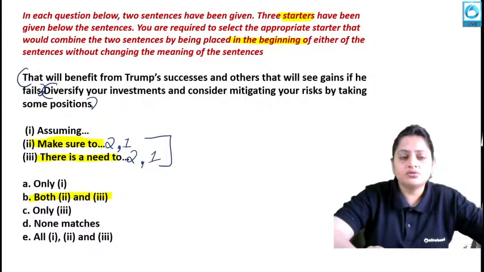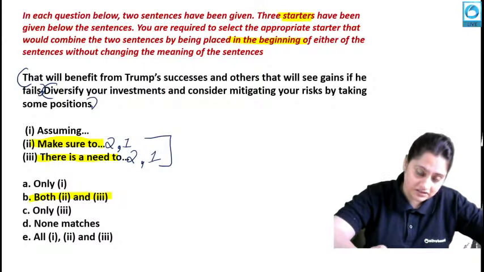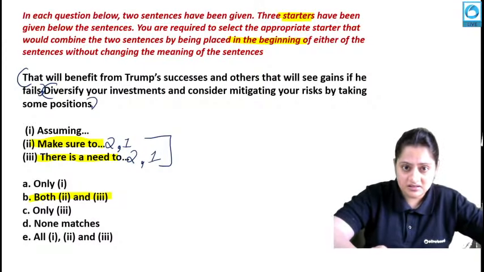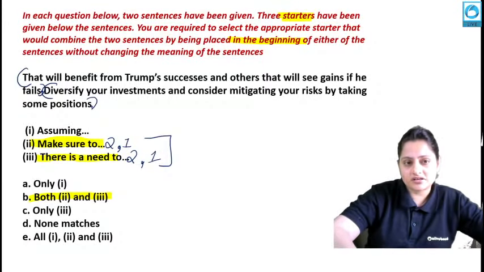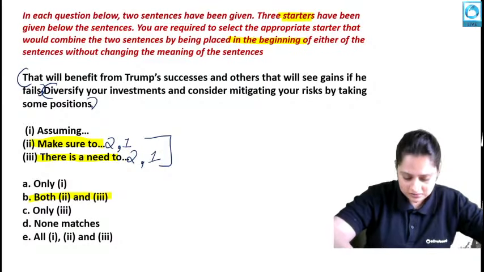So we need to diversify the investment. We need to make sure to diversify the investment. Okay, are you getting it? By taking some positions that will benefit us from Trump's successes, and others that will see gains if he fails. So how will we invest? How can we reduce our risk? By investing in things which will give us gain.